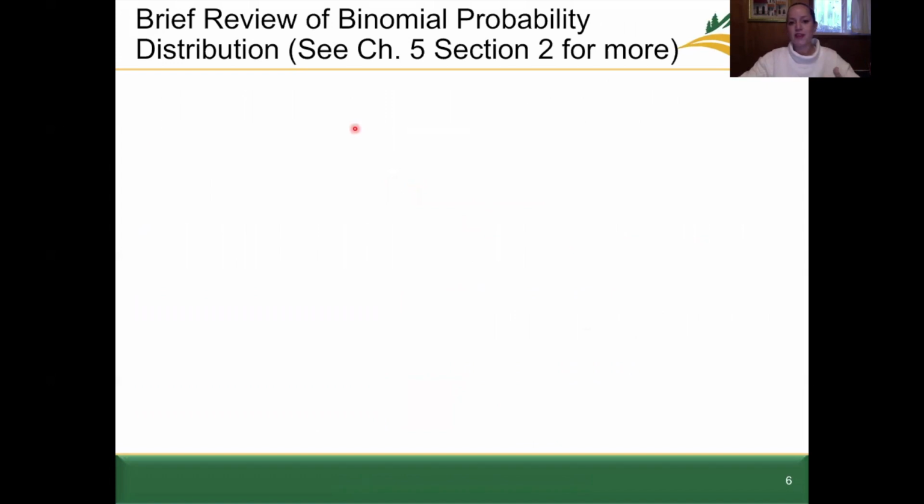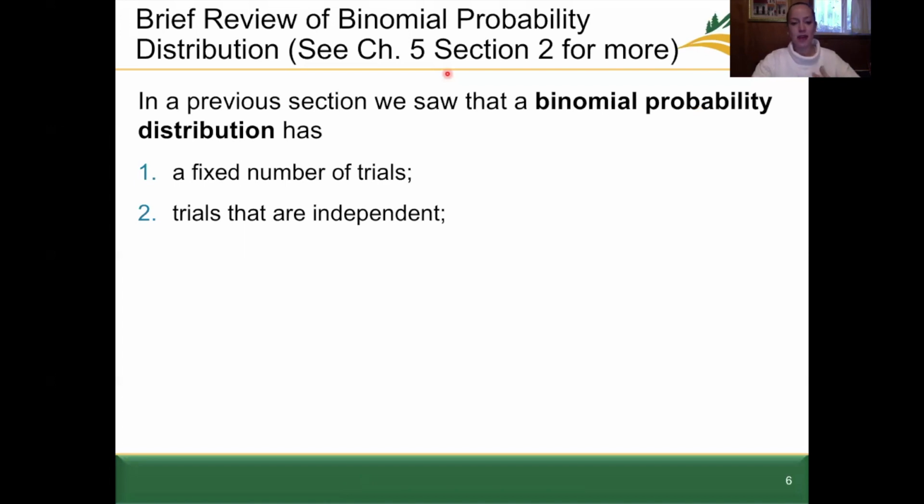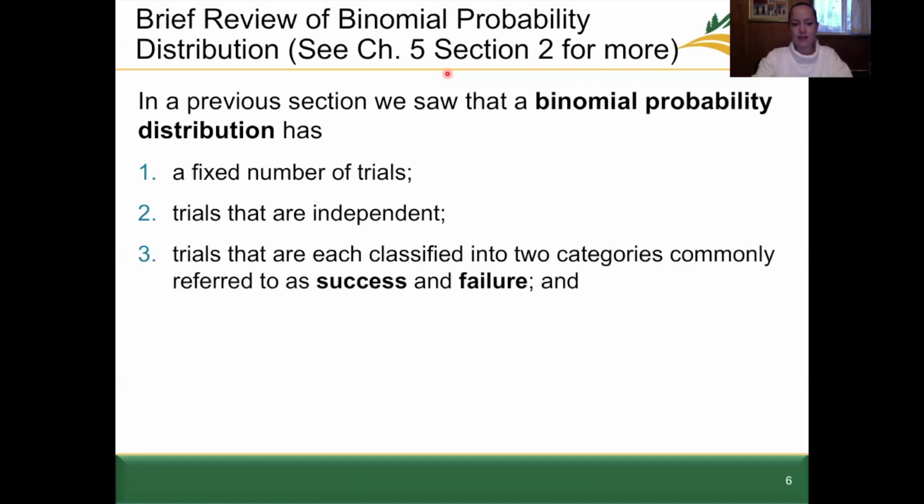Before we go into more on 6.6, I do want to give you a quick review on binomial probability distributions in addition to the notation that you saw. Binomial probability distributions have a fixed number of trials, or lowercase n. The trials are independent from one another. So one trial could occur, it doesn't affect the outcome of that other trial. Number 3, trials are each classified into 2 categories. That's where that word binomial comes from.